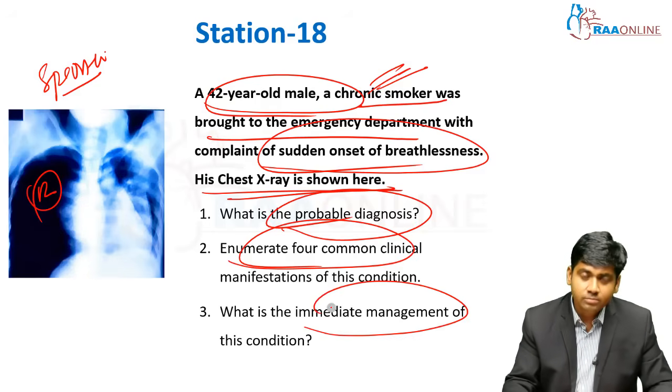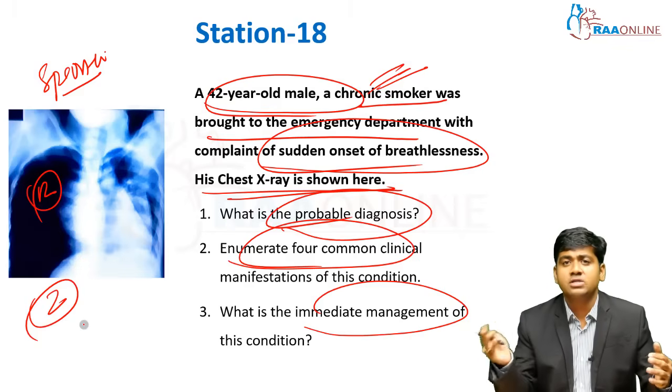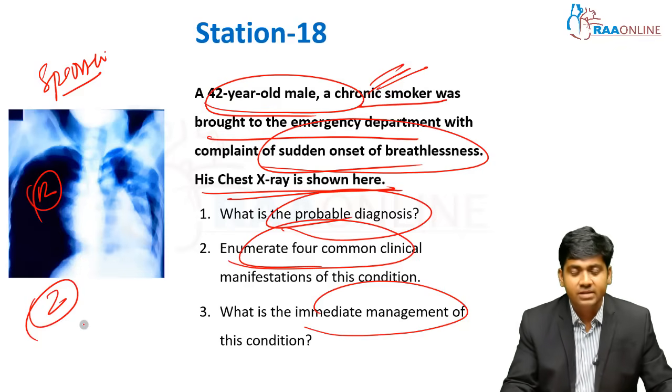Immediate management: needle thoracostomy. Needle thoracostomy is mostly done in the second intercostal space. What is the triangle of safety? Pectoralis major, latissimus dorsi, apex of the axilla, and the fifth intercostal space in the anterior axillary line.